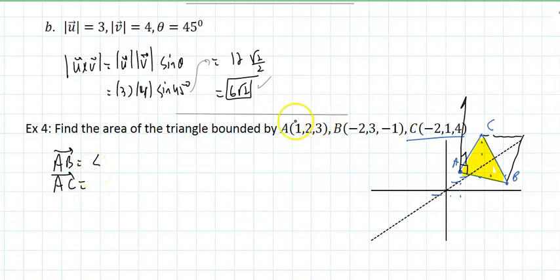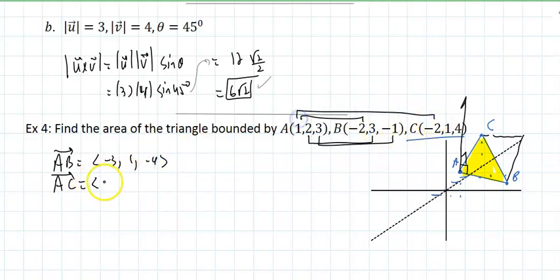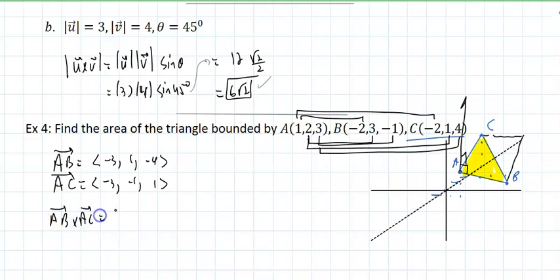Just saying. So AB, negative 2 minus 1 is negative 3. 3 minus 2 is a 1. Negative 1 minus 3 is a negative 4. AC, negative 2 minus 1 is a negative 3. 1 minus 2 is a negative 1. And 4 minus 3 is a 1. And if I take AB and cross that with AC, that's the quickest way of doing this.